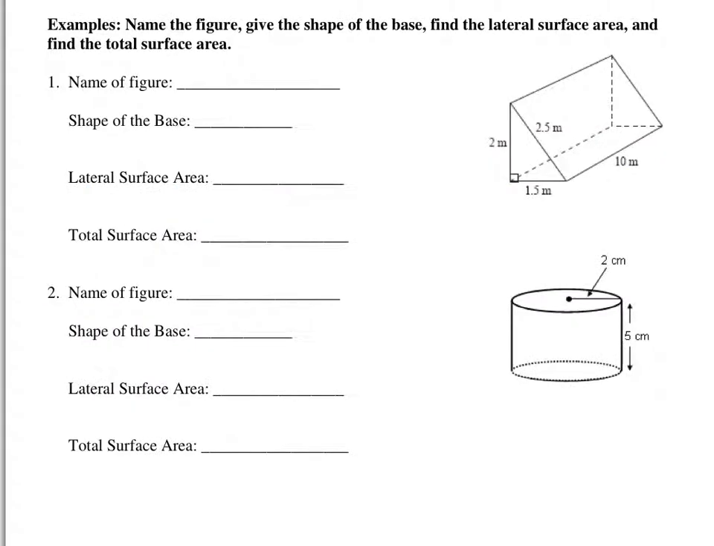So what you need to focus on with these is it's going to be set up the same way on your worksheets when you do this in class. You're going to have to first name the figure, the shape of the base, and then find the lateral surface area separate from the total surface area so you can see how they relate to each other. So we've got one of each of them.